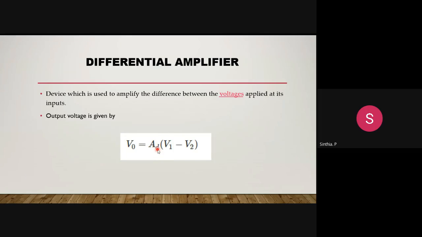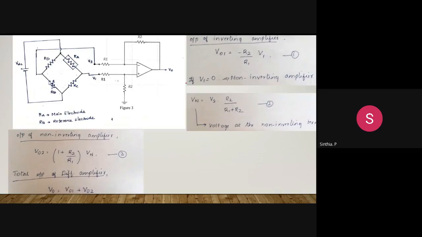If it is represented as AC, it is the common mode gain. V1 and V2 are the input voltages. So this is a basic circuit of a differential amplifier. This V1, V2 to V0 is a differential amplifier. So what will be connected to this V1 and V2? What is the input to the differential amplifier? It will be your signal generated by the electrode. For example, we can take one signal from the main electrode and the other signal from the reference electrode.